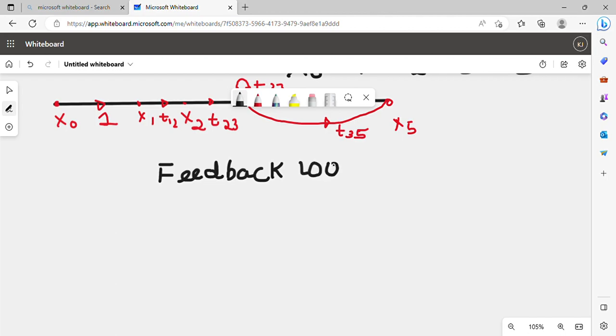So if I consider the diagram, in that diagram only we are going to estimate the feedback loop. Fine. I told you that by using that diagram only we learn many things, right?